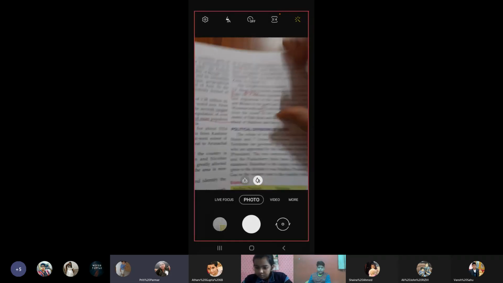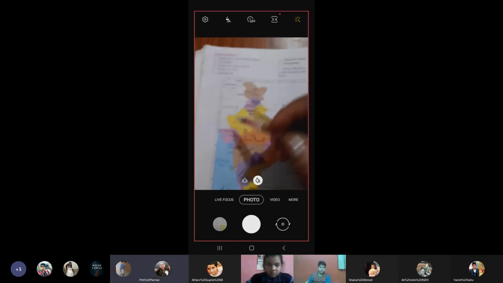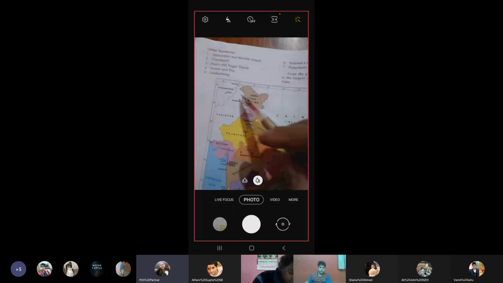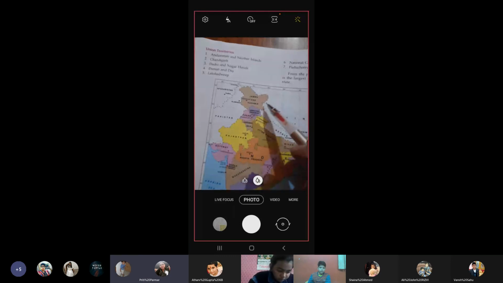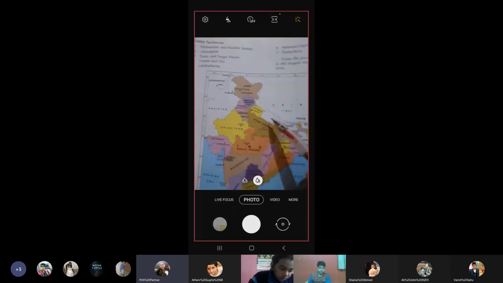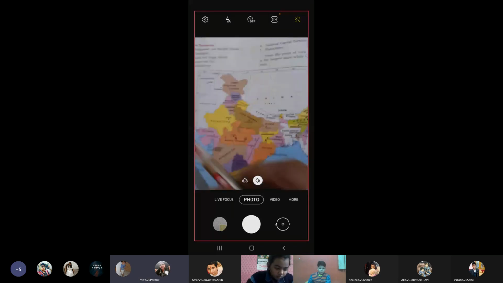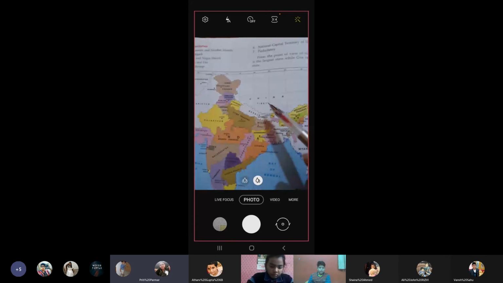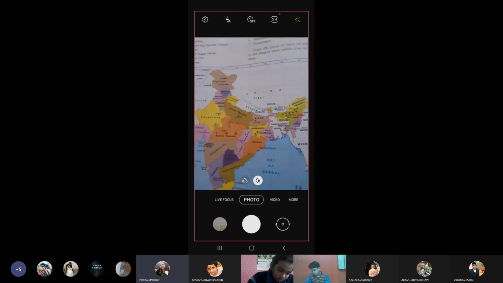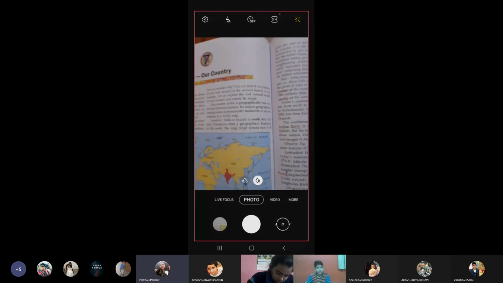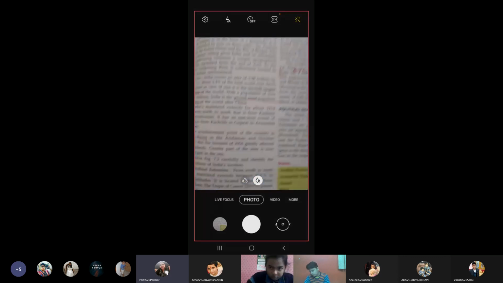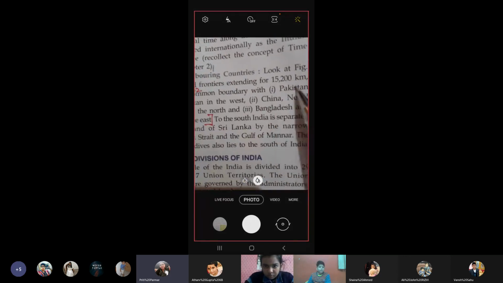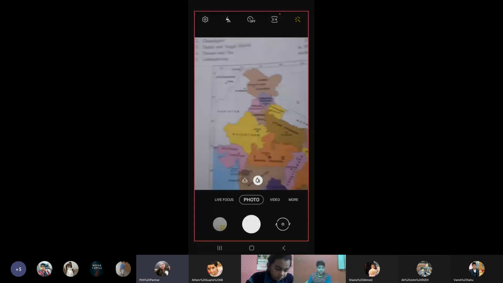Now, let us quickly see the neighboring countries, where they are telling you that the land area which is making a boundary is of 15,200 kilometers. This is the land boundary. This is all land, and the boundary of the entire land area covering this area is 15,200 kilometers. Can you see this? The land area boundary. And then they are telling you about the countries which are its neighbors.